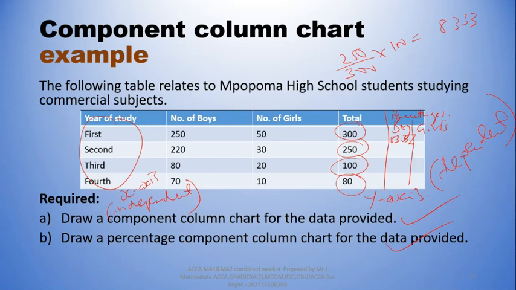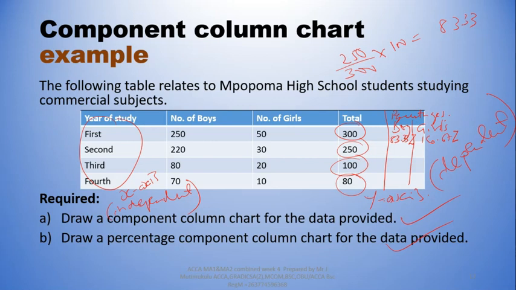And for girls, obviously that's the difference from 100. Remember, the total in terms of percentage is 100%. So 100 minus 83.33, we have 16.67%, which gives us 100%.